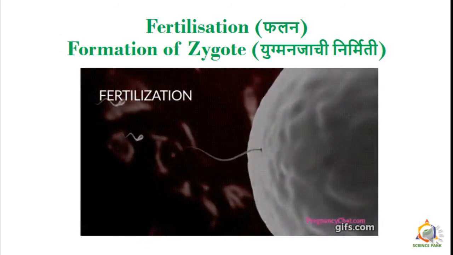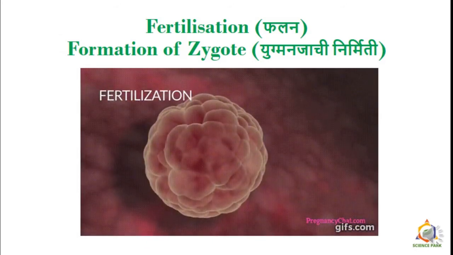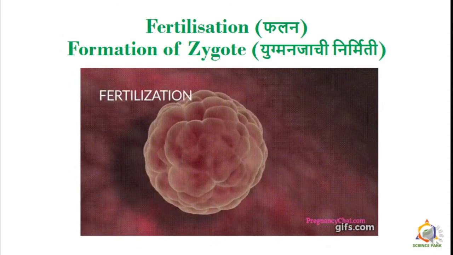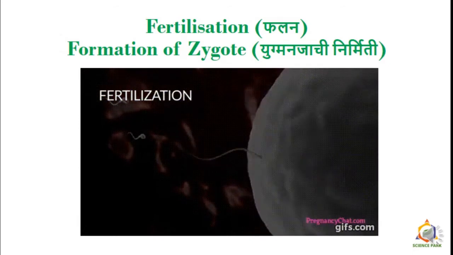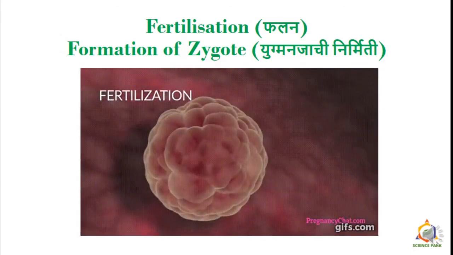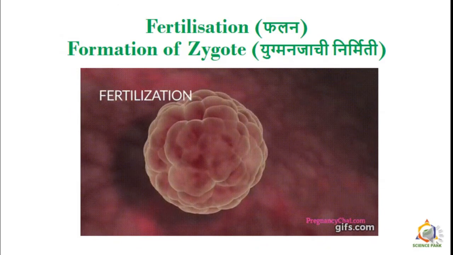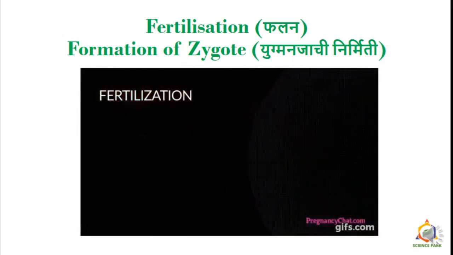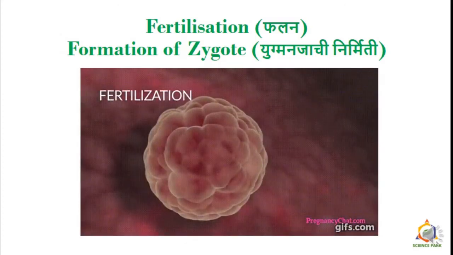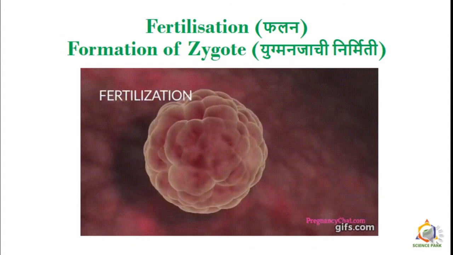Fertilization and formation of zygote. The fusion of sperm and ovum causes fertilization. When sperms come in contact with an egg, one of the sperms may fuse with the egg, causing the event of fertilization, and then it results in the formation of a zygote.